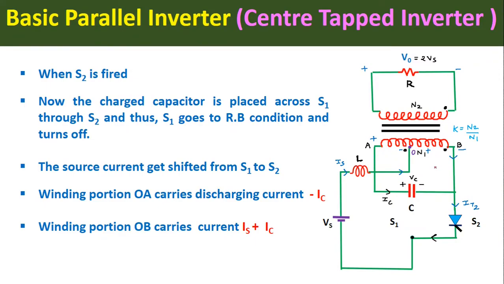So this is the polarity of the voltage across the primary winding when this S2 SCR goes into the on condition. Here the winding portion OA carries the discharging current minus IC because the current direction is reversed here, and the winding portion OB gets the current IS plus IC. That means it will carry the current IS plus IC here. So as soon as this S2 SCR goes into the on condition, the source current gets shifted from S1 SCR to S2 SCR. Therefore, the current and voltage polarities will be reversed here.